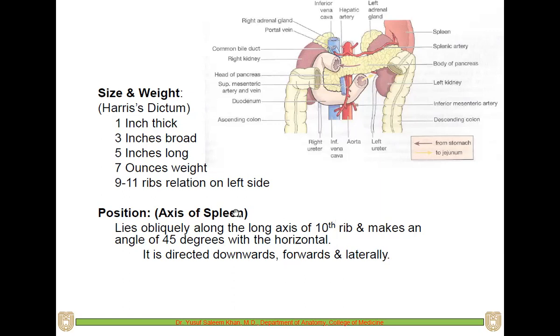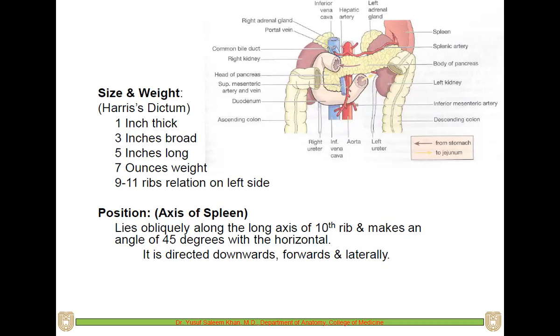Position or the axis of the spleen, I said it is in the same direction as that of the ribs. It lies obliquely along the axis of the 10th rib. So it is sitting on the 10th rib and it will be along the same axis of the 10th rib, 9th rib as well as the 11th rib. And it will be between the 9th and the 11th rib, sitting on the 10th rib, and makes an angle of 45 degree with the horizontal, because the ribs are also at an angle of 45 degree.